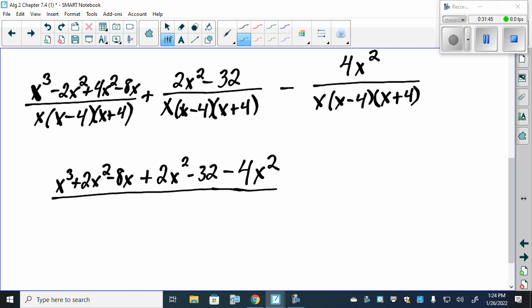Now at this point here, we don't have to worry too much with the negatives because the first two, with it being added, is not going to change the sign. The only one that we do have a subtraction with is 4x squared, well, it's just going to be minus 4x squared. Any questions on this here? And this is still all over x times x minus 4 times x plus 4.